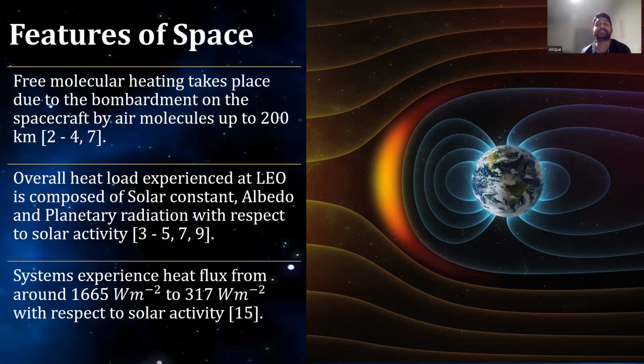And that is, of course, depending upon the solar activity. Empirically, the system experiences heat flux from around 1660 watt per meter square to 317 watt per meter square with respect to solar activity. This solar activity I mentioned is when the satellite is exposed to full sunlight, and on the other part, when it is in eclipse time.